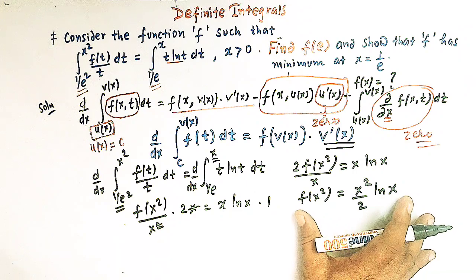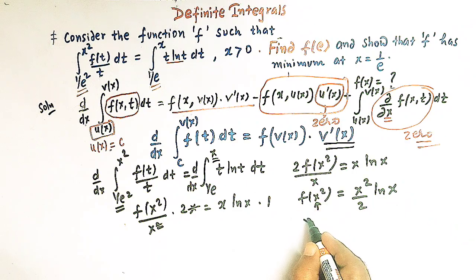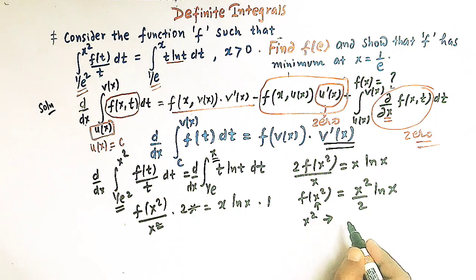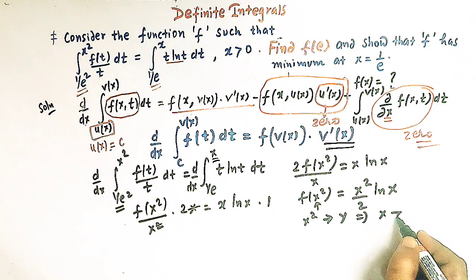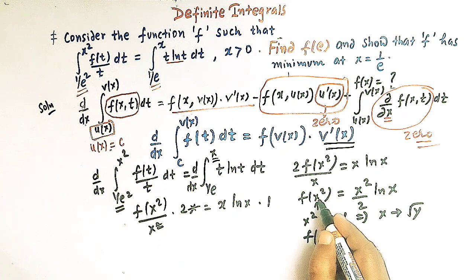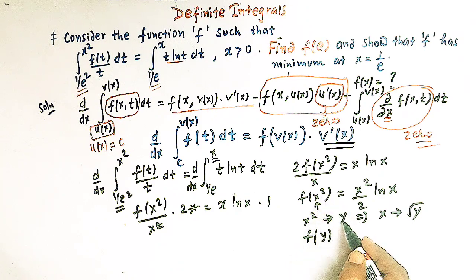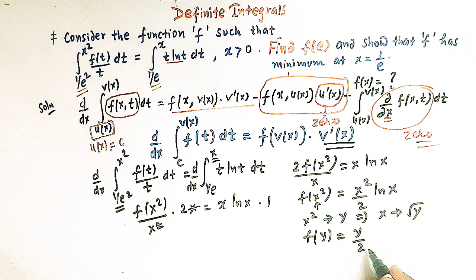Now this is a functional equation, and here the input is x square, right? So replacing this x square by another variable, say y, it implies that we are replacing x by square root of y, right? So here we have f of y, because x square is being replaced by y, and for x square we have y over 2 and natural log of x. x is square root of y, right?